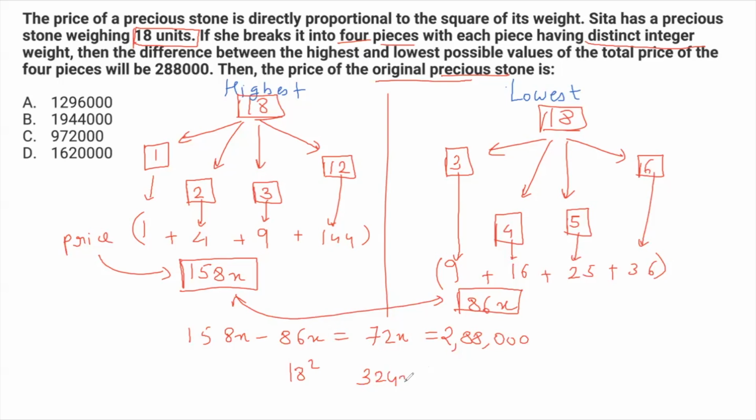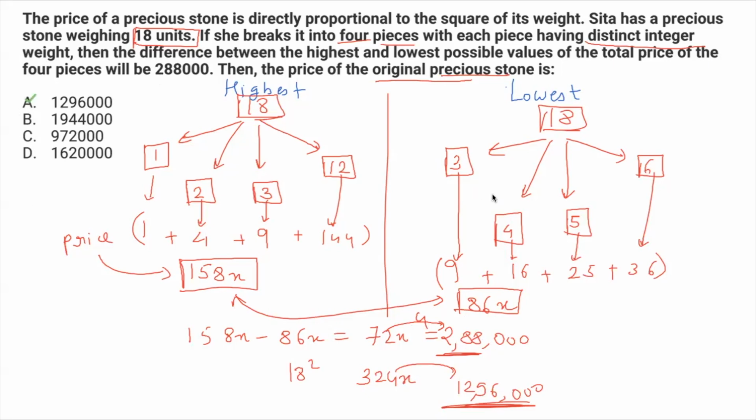The price is 324x. Now we have to observe guys, 72 into 4 is 288, right? So 324 into x will be 324 into 4, 1296 and 3 zeros. The original price of the big piece of precious stone is 12,96,000. This very clearly matches with your A option.